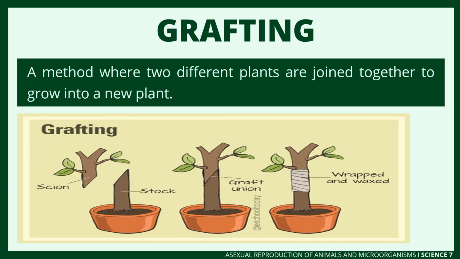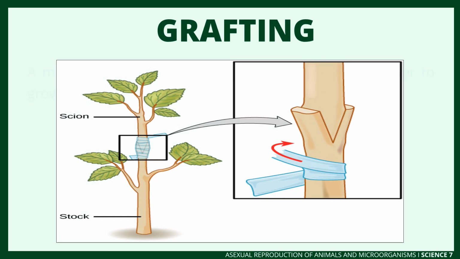Both are cut at an oblique angle, placed in close contact with each other, and are then held together. The vascular systems of the two plants grow and fuse, forming a graft. After a period of time, the scion starts to produce shoots, eventually bearing flowers and fruits.